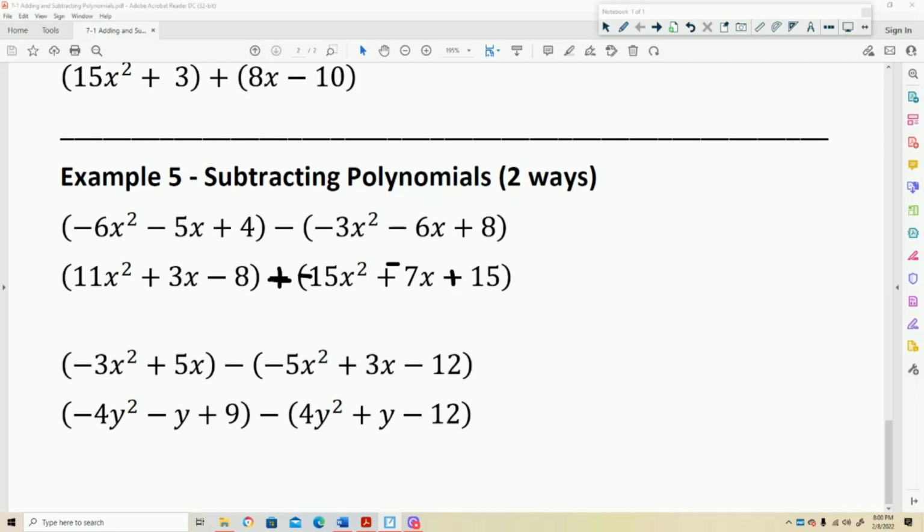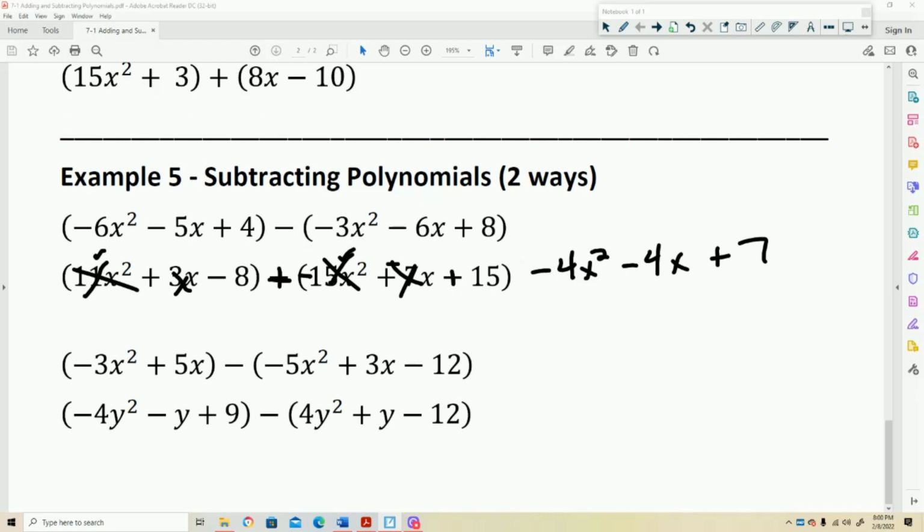So now I scour the parentheses to find the highest degree term, and I've got one here of degree 2 and one here of degree 2, and I add them together. That is negative 4x squared. Okay, negative 4x squared. That's gone. Now the next highest degree term is a negative 7x and a 3x. That's negative 4x. That one's gone. Now negative 8 and positive 15 is going to be positive 7. And there's my answer in standard form.